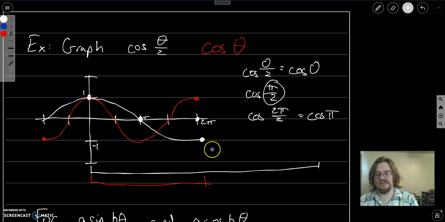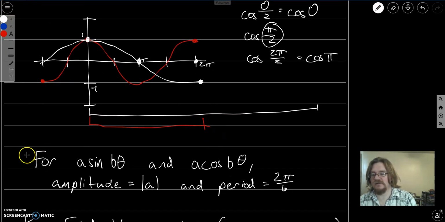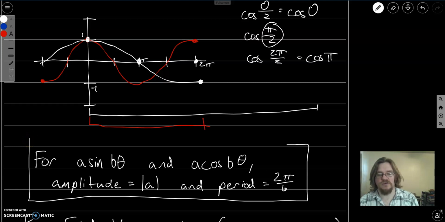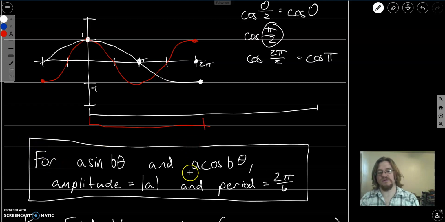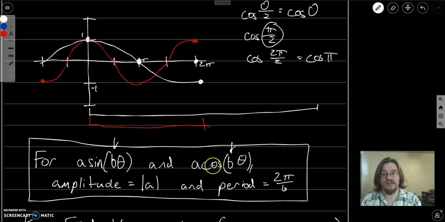So to summarize this, we have the following statement here. This is very important and is probably the most important thing in this section. So for a sine b theta and a cosine b theta, we have two places that we can add a number. We can either add a number out front, which we said affected the amplitude, or we can add a number sort of inside the function, which affects the angles that we're plugging in. So that's going to affect the period.